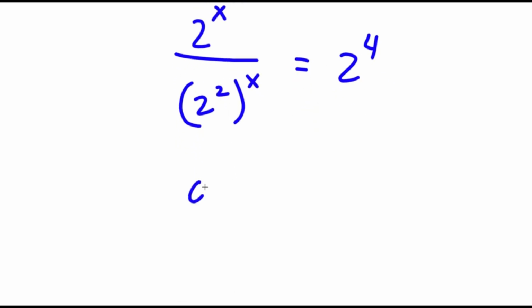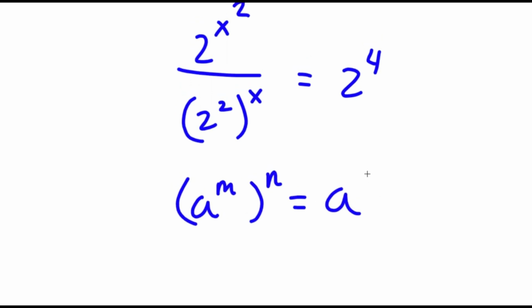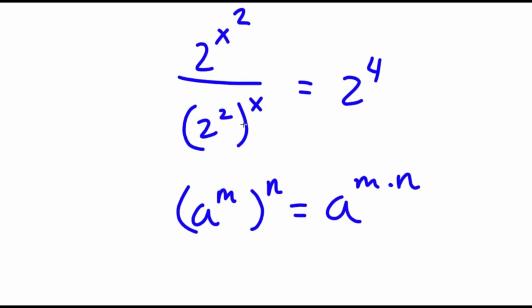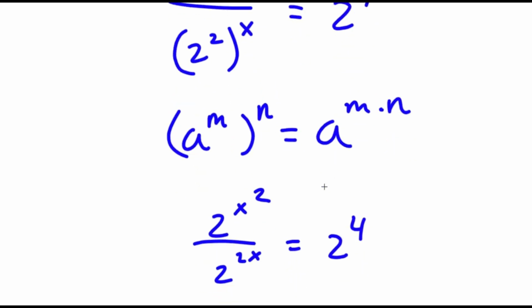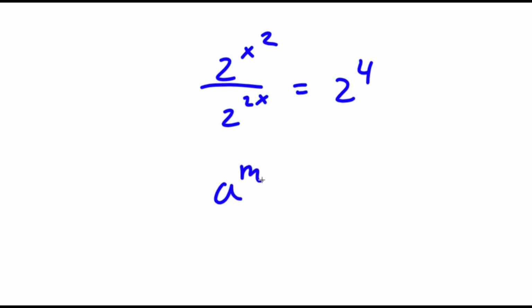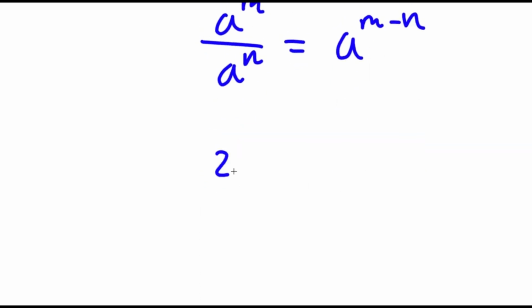Now, if I have something in the form a to the power of m to the power of n, this is equal to a to the power of m times n. So 2 squared to the power of x is going to equal 2 to the power of 2 times x, which is 2x. So now I have 2 to the power of x squared over 2 to the power of 2x is equal to 2 to the power of 4. Now, if I have something in the form a to the power of m over a to the power of n, this is equal to a to the power of m minus n. So now I have 2 to the power of x squared minus 2x is equal to 2 to the power of 4.